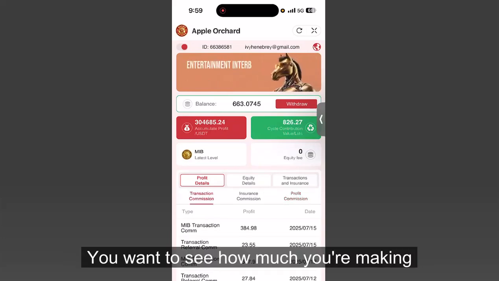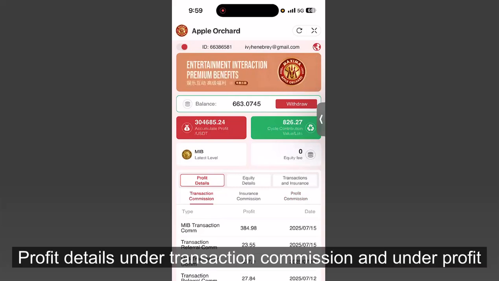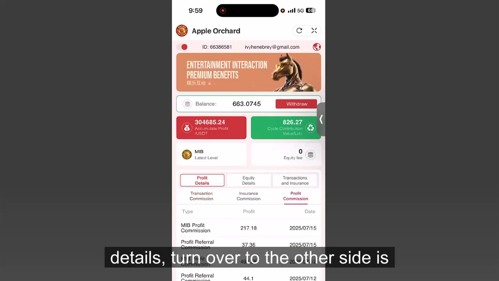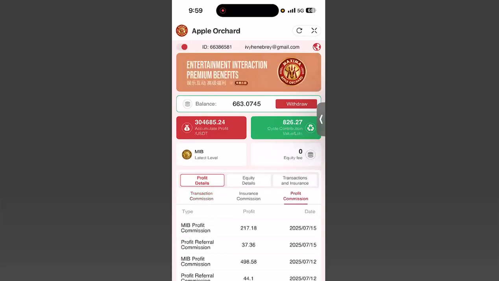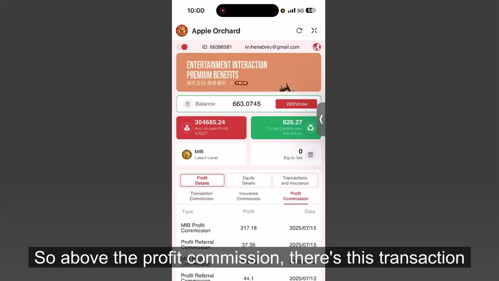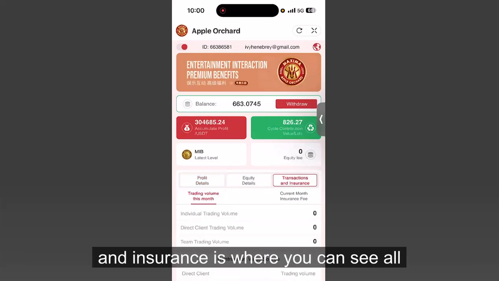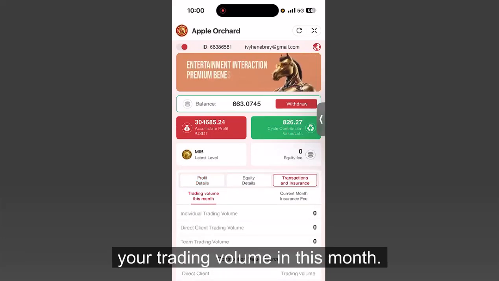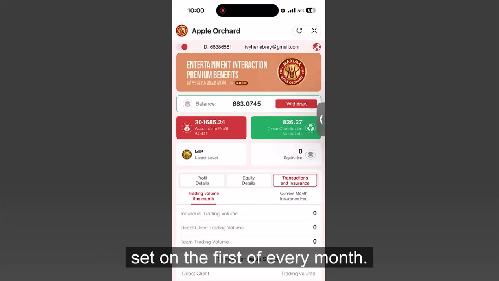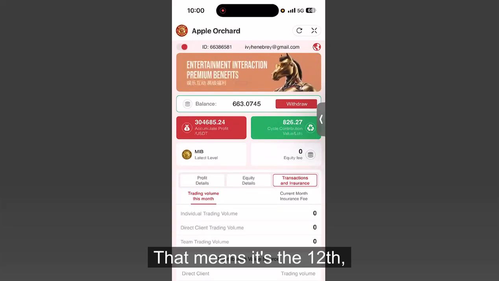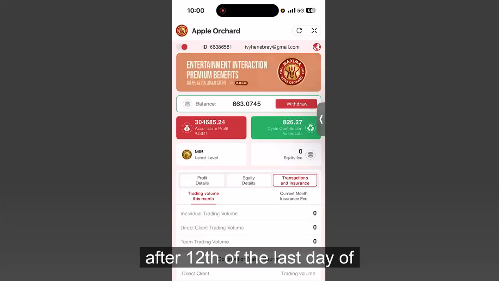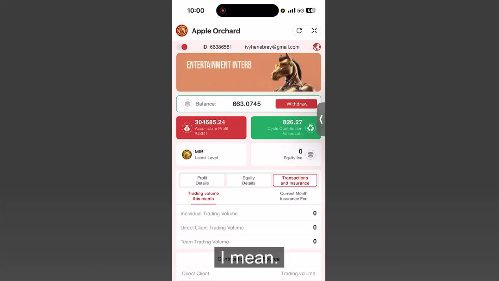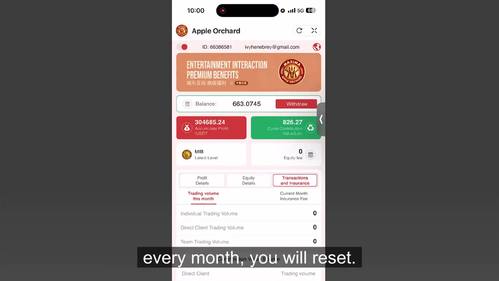You want to see how much you're making every day, just come over here, profit details, under transaction commission, and under profit details, turn over to the other side is profit commission. So it's the left right tab. Above the profit commission, there's this transaction and insurance. This is where you can see all your trading volume in this month, and this one resets every month on the 1st of every month. That means after 12 a.m. of the last day of every month, you will reset.